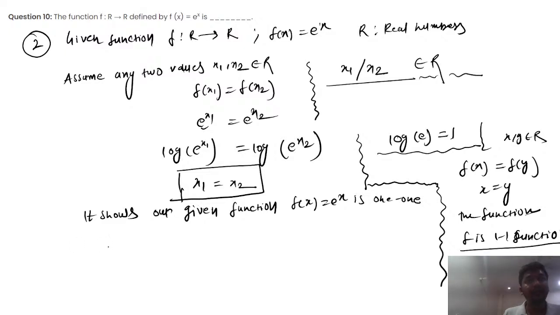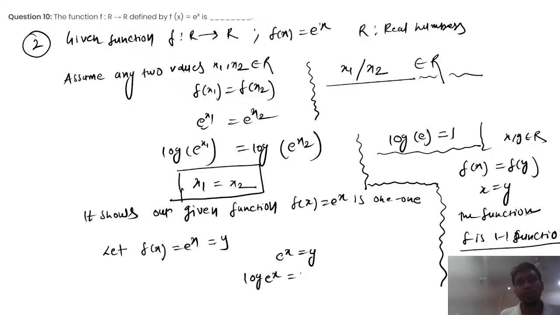Now let f(x) equal a to the power x. This can also be written as a to the power x equal to y. Now take log on both sides again, log of a to the power x, log of y. So in the next step, what can we write? Can anybody guess? We can write, yes.